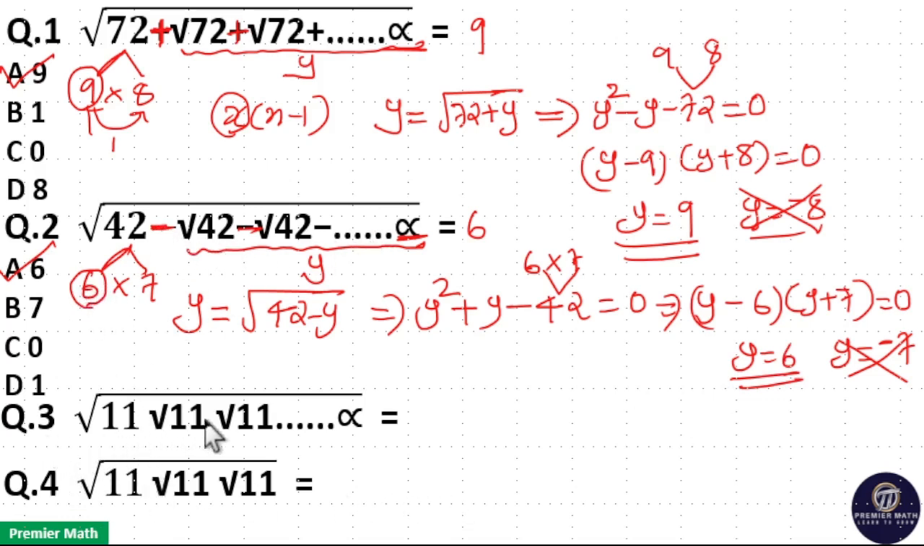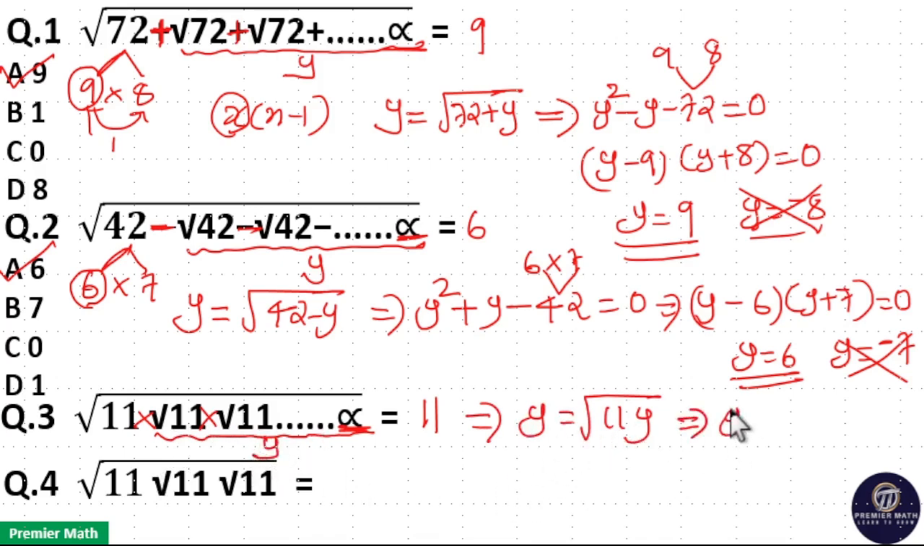Next is root 11 into root 11 up to infinity. This is up to infinity, so I can simply write 11 as your answer. Because if you take root 11 into root 11 up to infinity as y, and you have a multiplication sign between the numbers, not a plus or minus sign, then this will become y is equal to root of 11y. Then y is equal to root 11y, which means y square is equal to 11y. Then y is equal to 11.